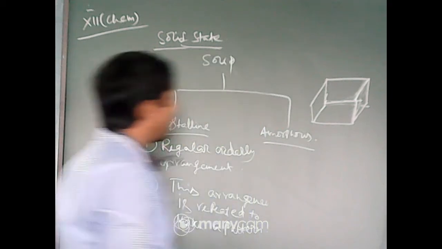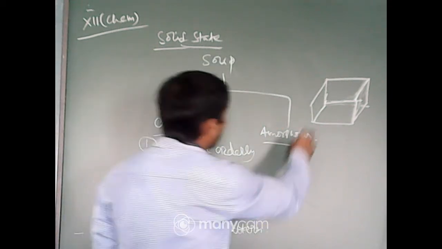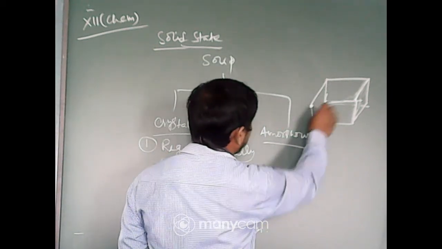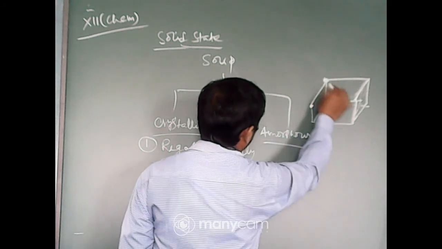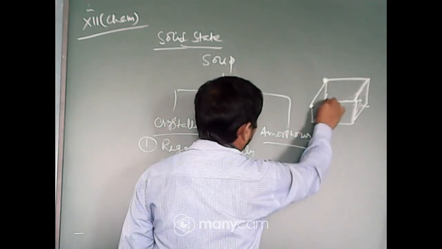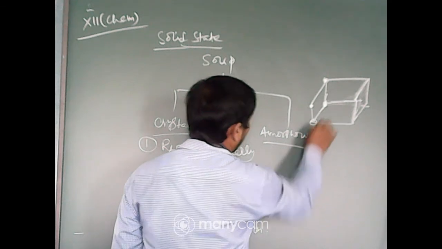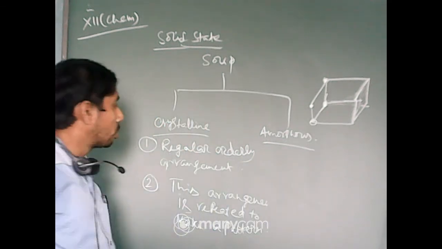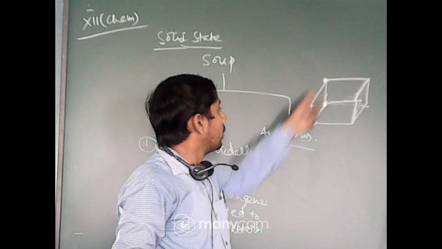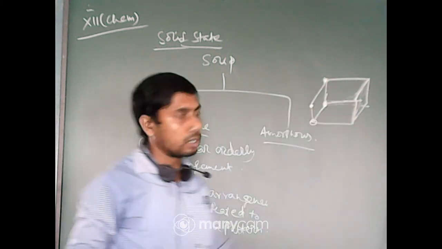Now you can place the balls according to your wish. Suppose there is a red ball, here a black ball, here a black ball, here a red ball. So in this arrangement, this is one unit.